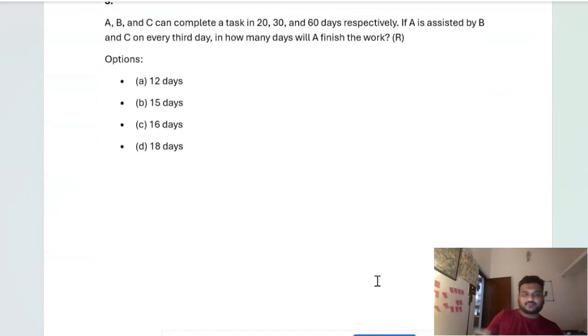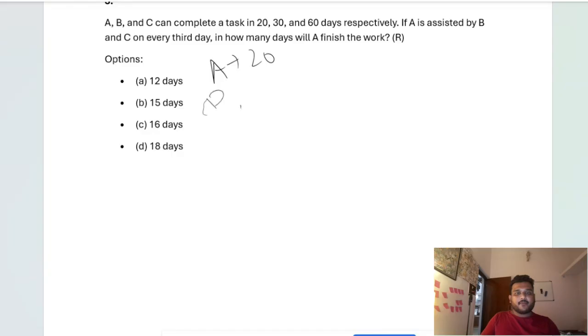Let's go. Third question. A, B, and C can complete a task in 20, 30, and 60 days respectively. If A is assisted by B and C on every third day, then how many days will A take to finish the work? A little complex it sounds, but it's pretty easy. Let's try to see how you will write the information as you read the question.